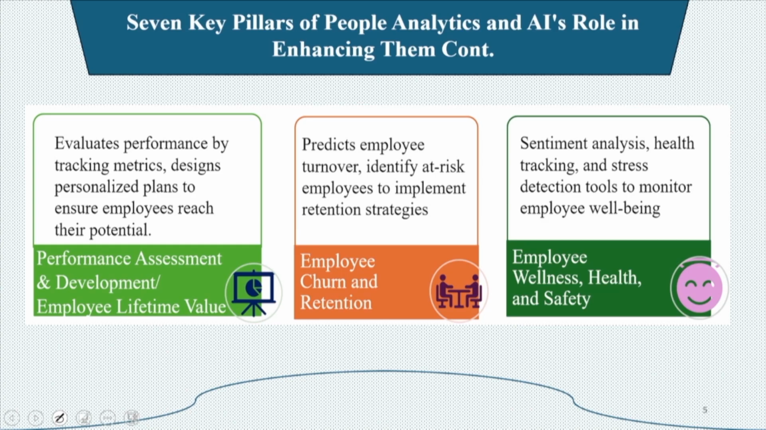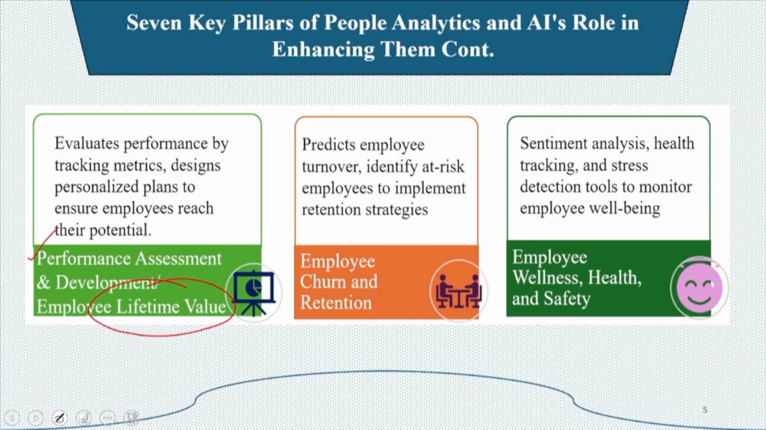You look into other pillars, we have performance assessment and development, what we understand as employee lifetime value. AI here specifically evaluates employee performance continuously by tracking key metrics, let's say productivity, skill development, collaboration, etc. So it helps HR design personalized development plans, ensuring employees reach their fullest potential, thus maximizing lifetime value to the organization. So this is vital when we look into people analytics and AI specific to performance assessment.